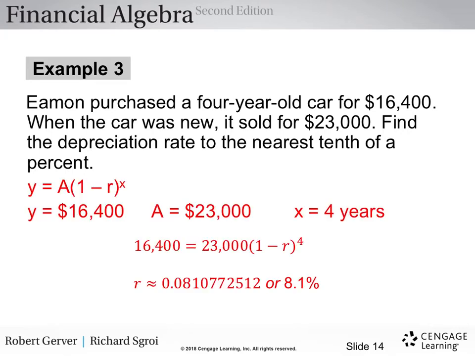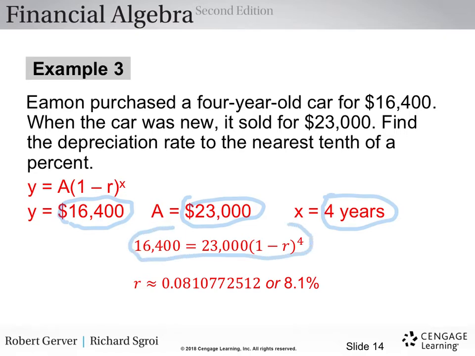All right, so we're going to use our familiar formula of y is equal to a, parentheses 1 minus r, to the x. I know that the present value of the car is $16,400. The original price was $23,000. And we know that x is equal to 4 years. It's a 4-year-old car. So if I plug these into the original equation, I get this right here, all right?